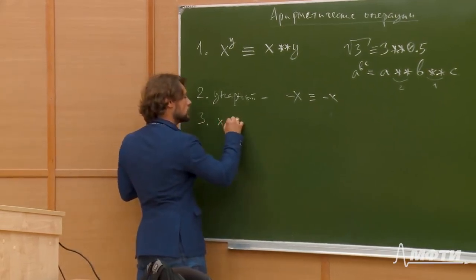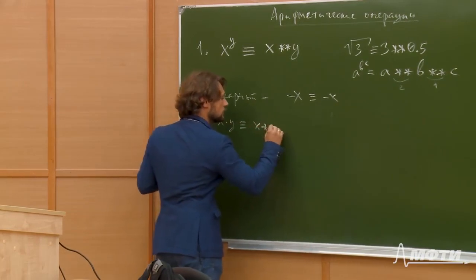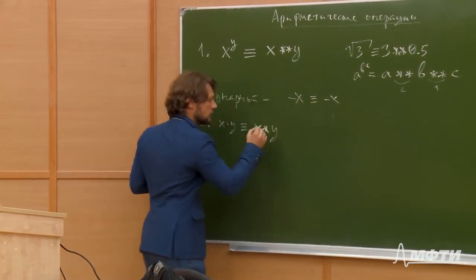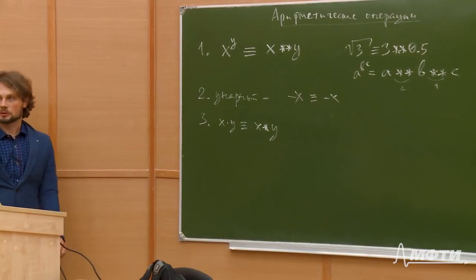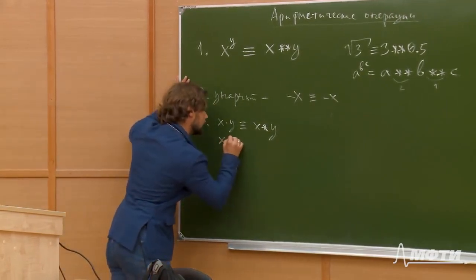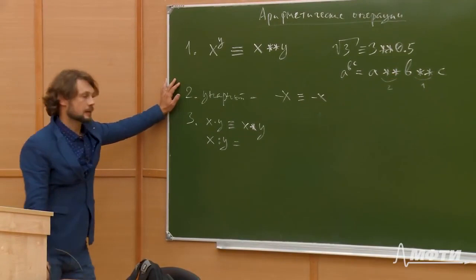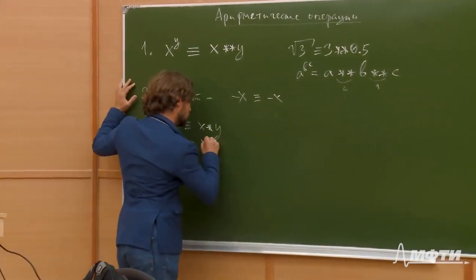Well, x multiplied by y is written as x asterisk y. Well, this is a classic keyboard star multiplication. Yes? Okay, x divided by y. I'm going to write it mathematically with a colon like this, right? How is it written in Python? X divided by y.